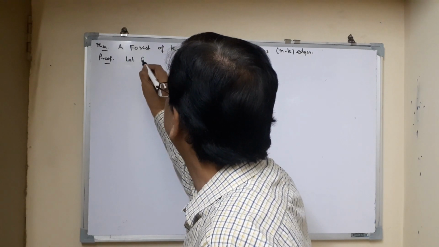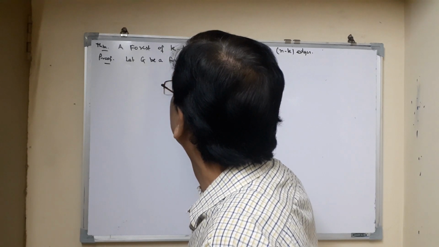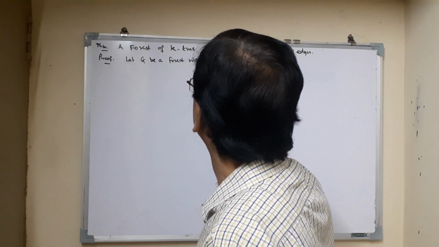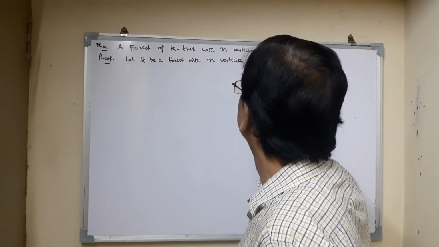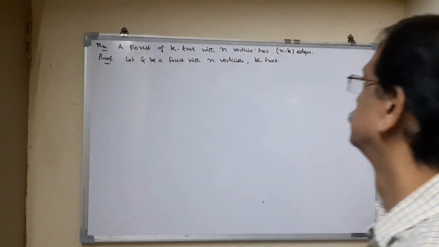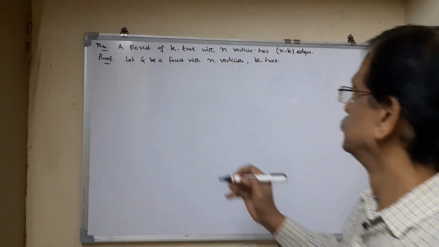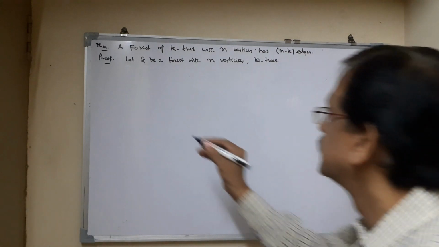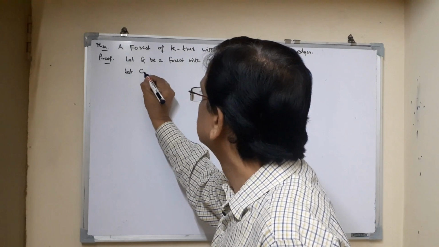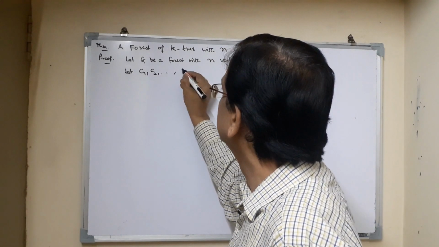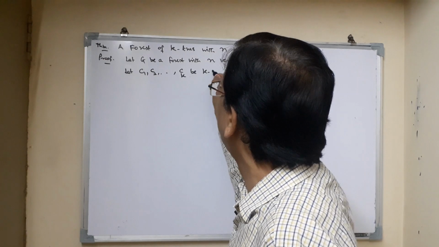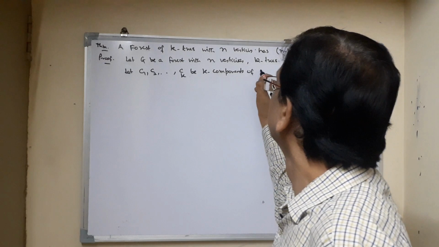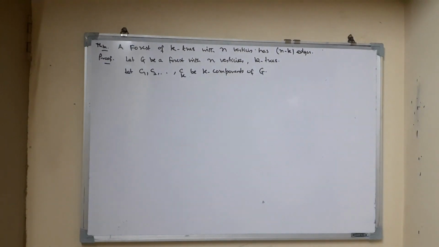So, let G be a forest with n vertices and K trees. Let C1, C2, up to Ck be the k components of G. So there are k components of G.